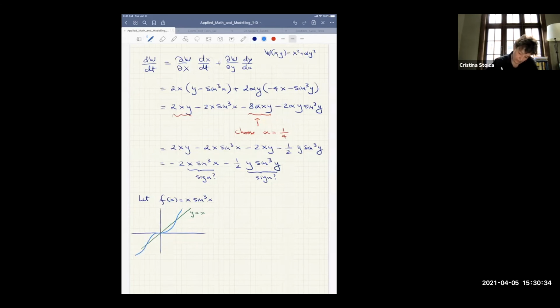So this is y equals sine of x, yeah? And if we do sine cubed of x, it kind of looks like sine of x, right? Because you just multiply it by itself 3 times. So it has kind of the same aspect. So this would be the same, at least sign-wise, okay?